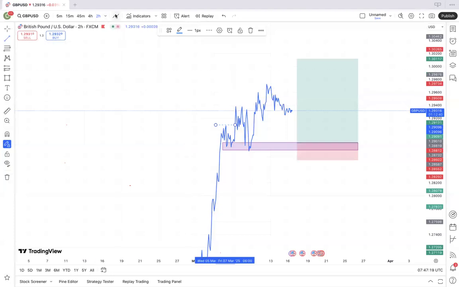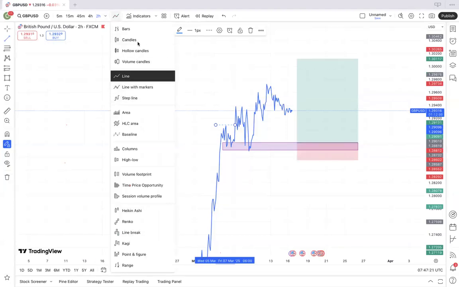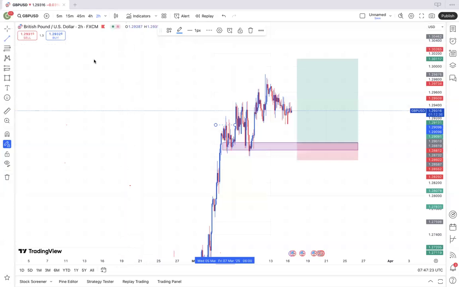Now I go back to change this to the candlesticks. The candlestick pattern, that was the first break of structure. This is the second break of structure. This is the third break of structure.